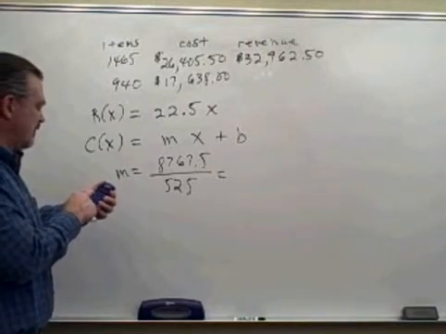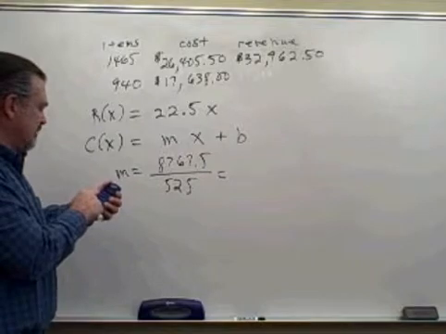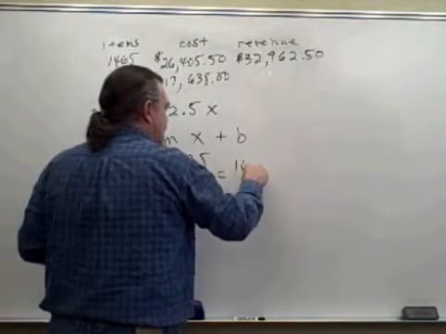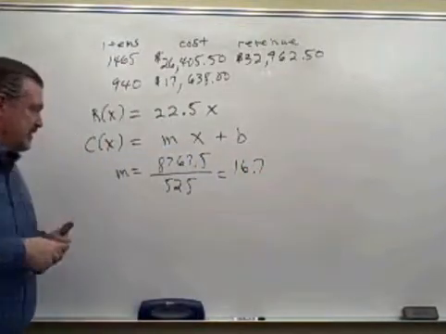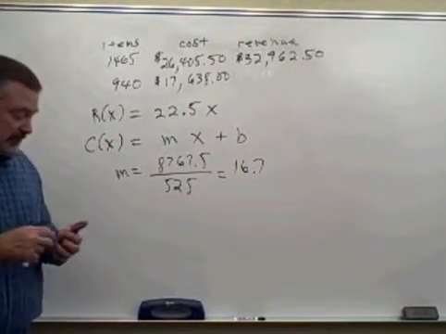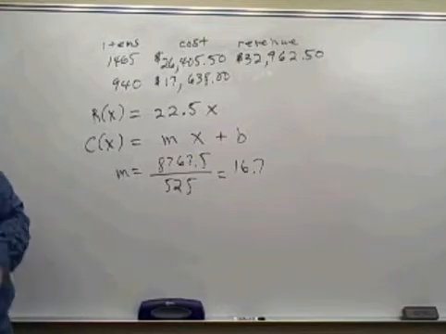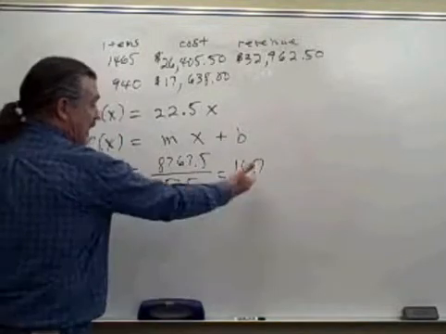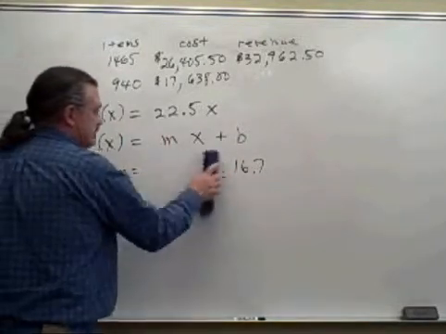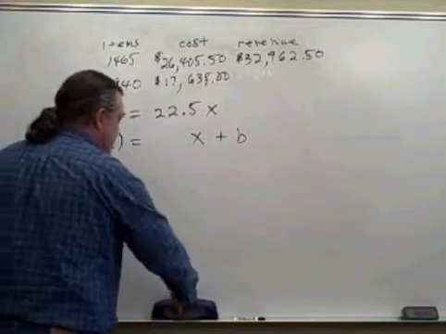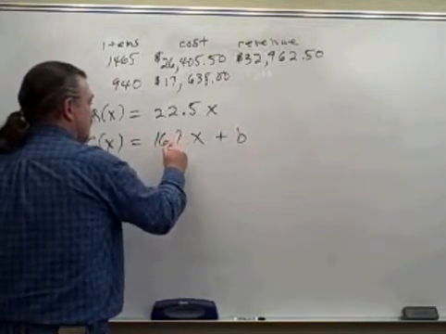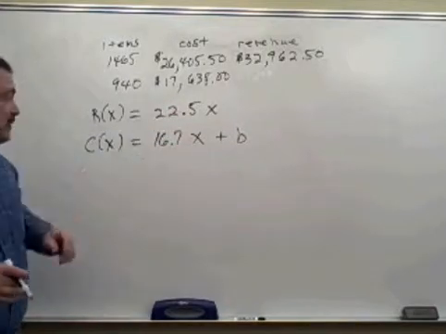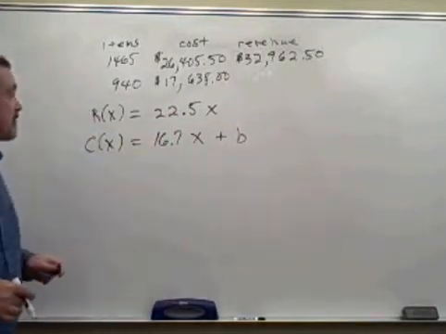8767.5 divided by 525. That's looking a little better. It gives us a value of 16.7. I guess I can't punch the buttons on my calculator very well. That's why I always like to do things ahead of time. So our m value is 16.7, which actually says $16.70 is what it costs us to make each item, plus our fixed costs.